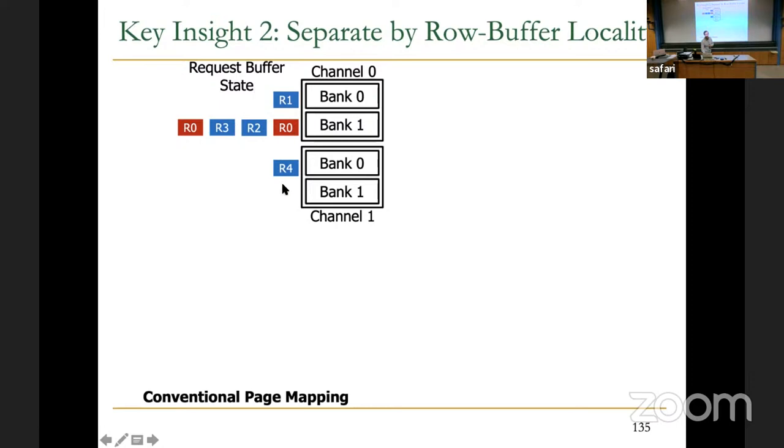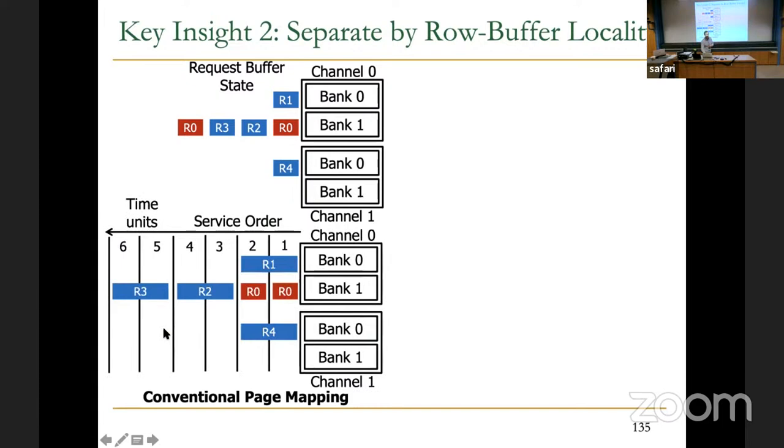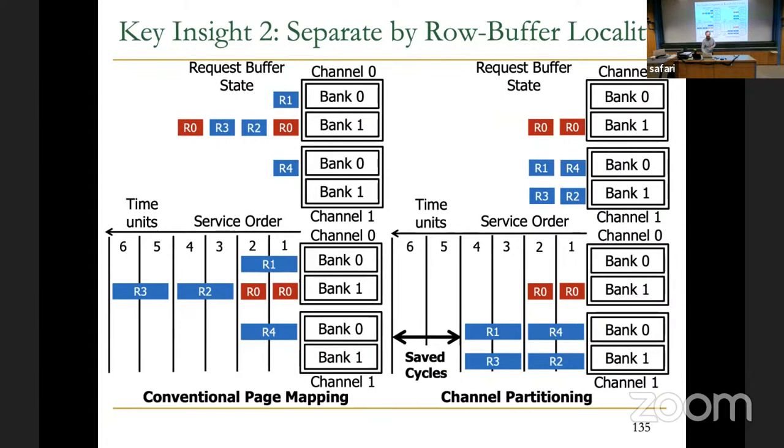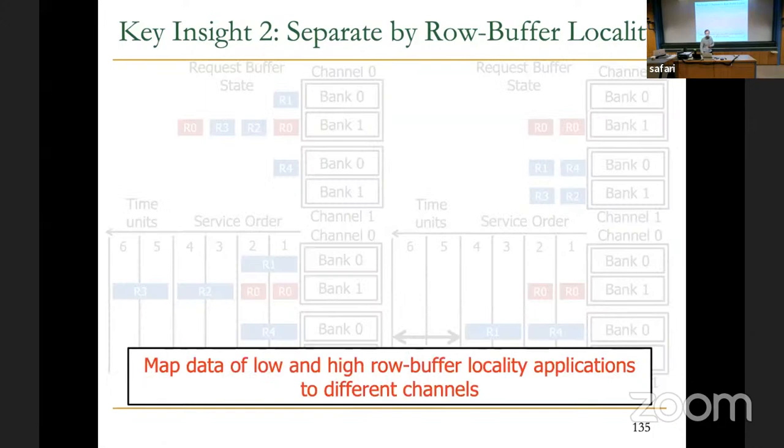Now, this is the request buffer state, and this is the service order. The red application gets prioritized with a scheduler that employs a row hit first policy. So the blue application gets delayed significantly. It has row conflicts, as you can see. And this problem is much worse, actually, as we have seen, right? It's not just two requests. It could be 128 requests or so. But if you separate these applications to different channels, the blue application doesn't, let's say, starve. So you can save a lot of cycles. You may not affect the red application's performance, as you can see over here. So this is the other insight: separate applications by row buffer locality.